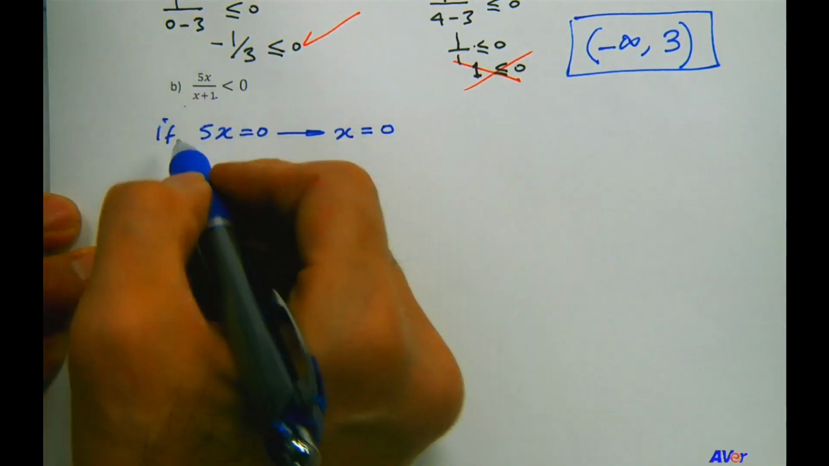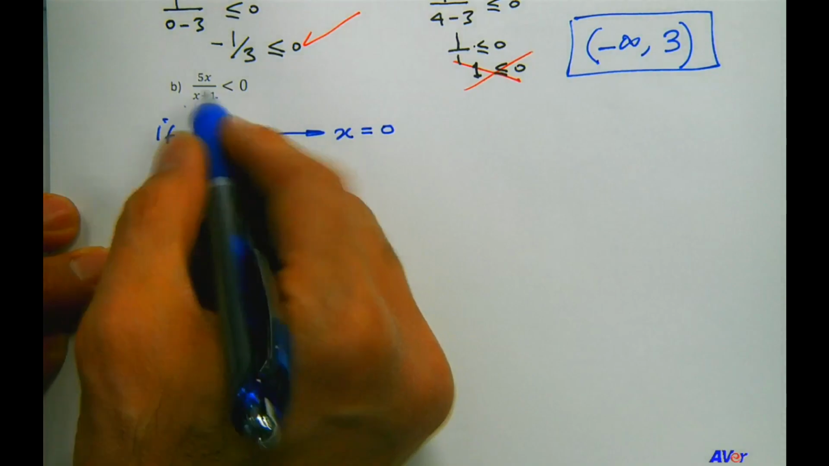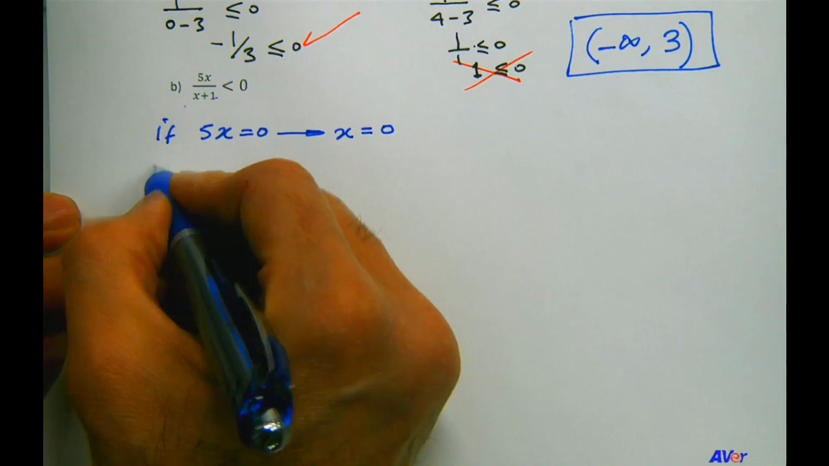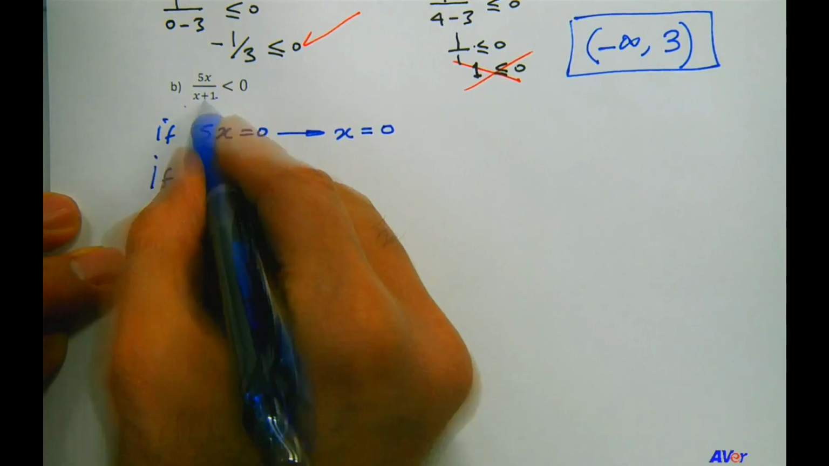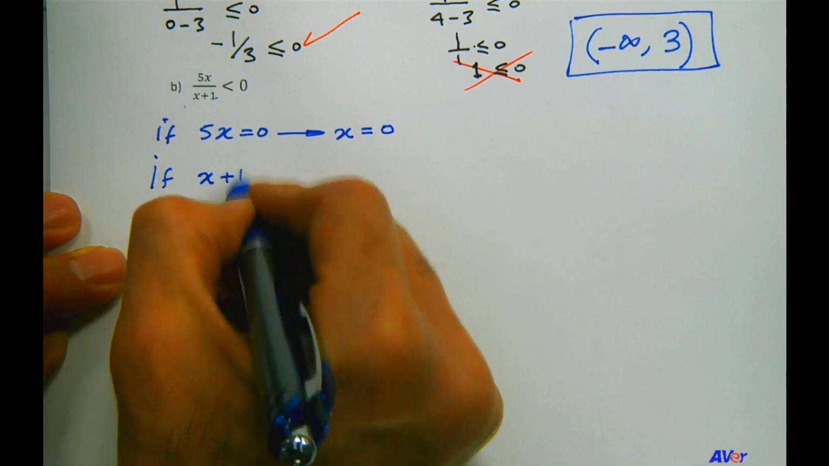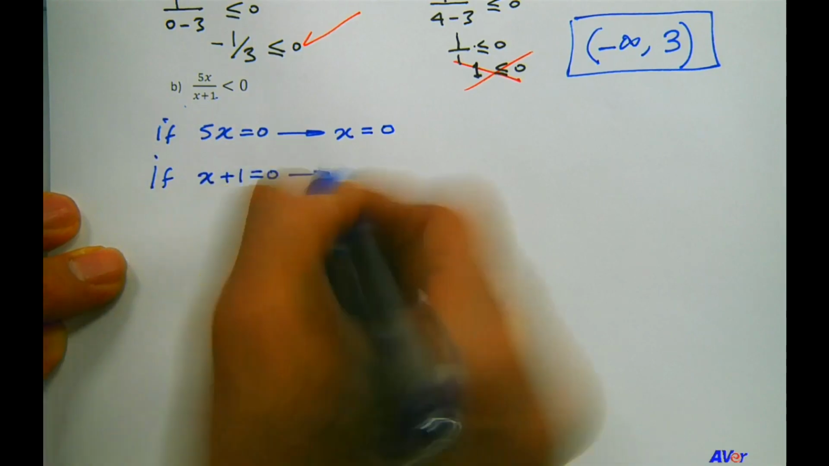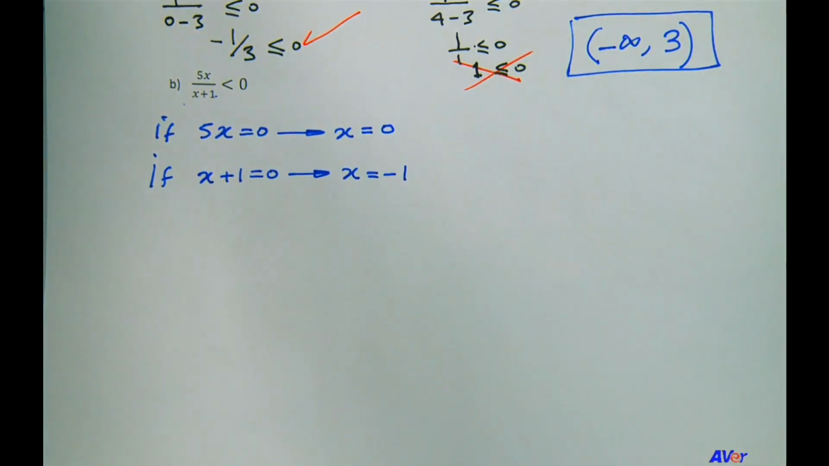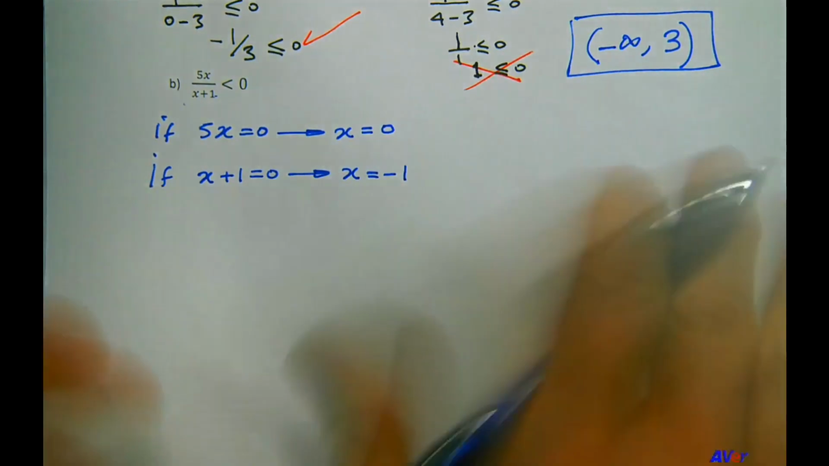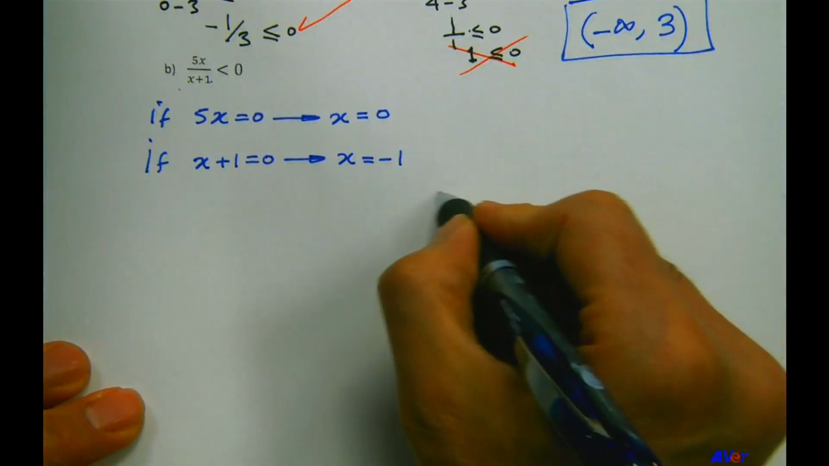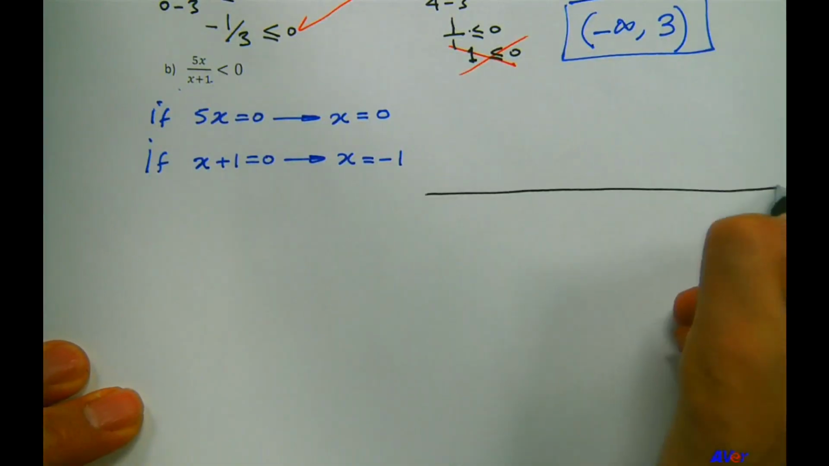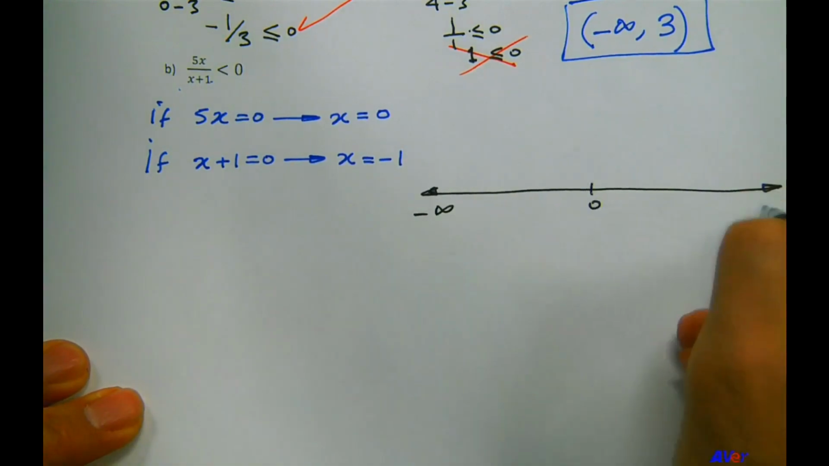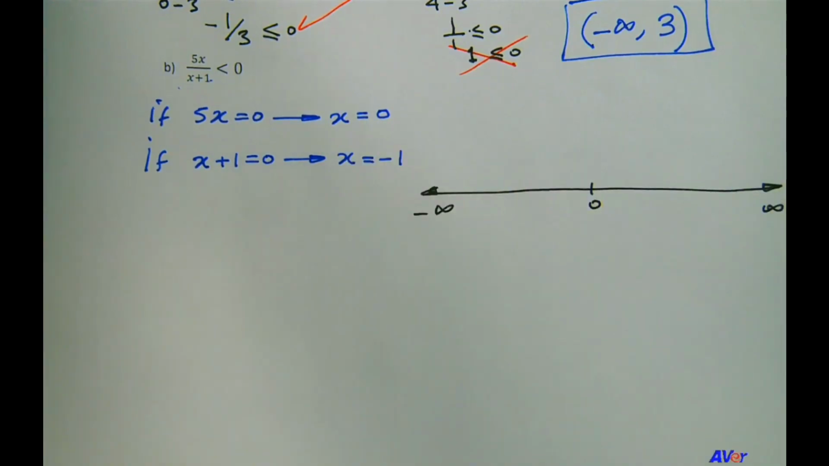That's one of the critical values. The second critical value is any x value that would make this fraction undefined. When does that happen? Whenever x plus 1 equals 0. So if x plus 1 equals 0, then x equals -1. So 0 and -1 are the two critical values. Okay? So let's draw the real number line here. And let's plot these values.